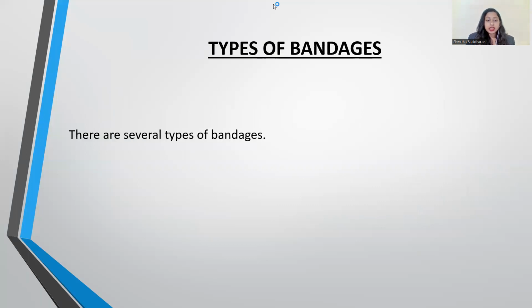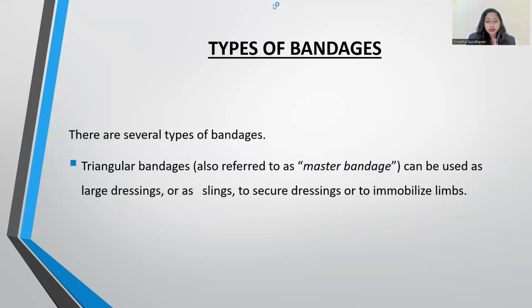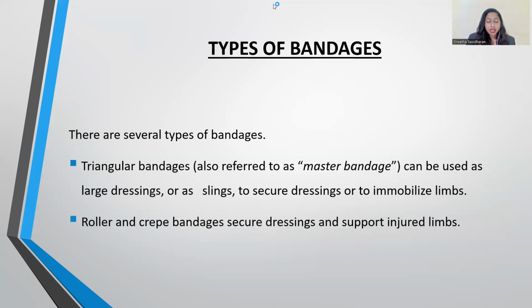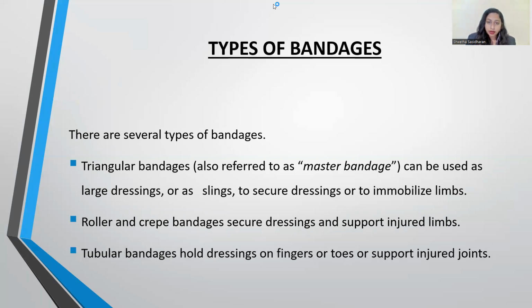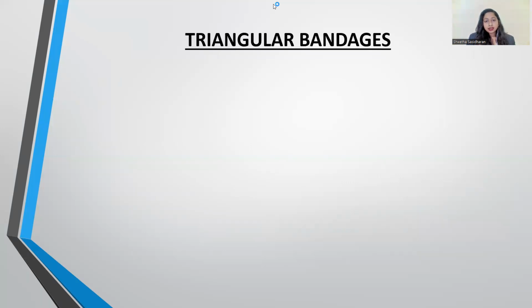Types of bandages. There are triangular bandages, which we call master bandages, normally used for large dressings, slings or even to immobilize the limb. Then we have roller and crepe bandages to support the injured limb. And then we have tubular bandages. These we generally use for toes or fingers just to secure that injured area. So let's take each one of them step by step.